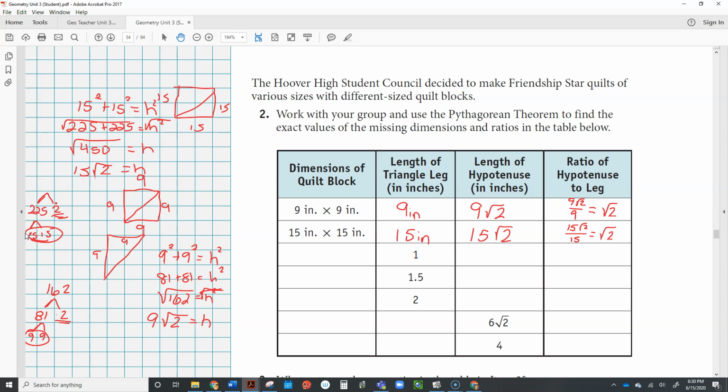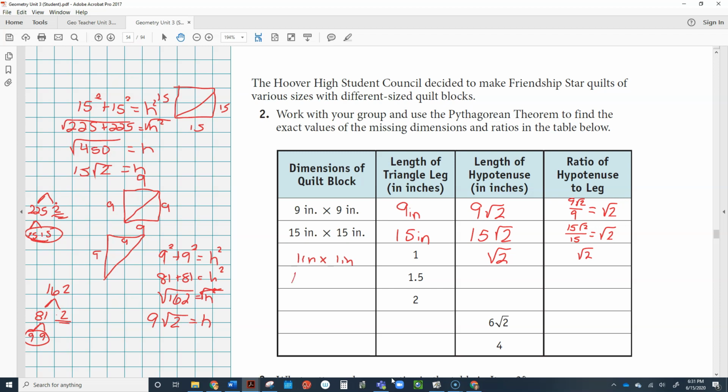So we've got to work backwards here. If this is the length of the triangle leg, then this is a 1 inch by 1 inch. Now, I don't know about y'all, but I've recognized a pattern. When it was 9 inches, my hypotenuse was 9 square roots of 2. When it was 15 inches, my hypotenuse was 15 square roots of 2. I don't know if you need to do another one to see if that's a pattern or not, but I don't, because I already know it's a pattern. So when you write this as a ratio, you get the square root of 2 over 1, and it's just the square root of 2.